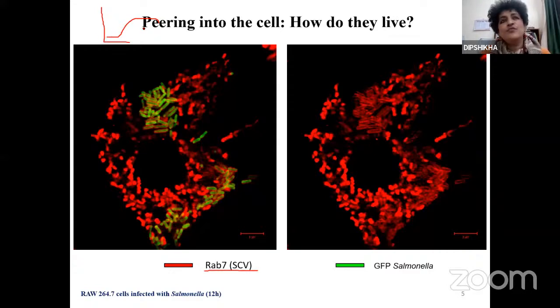Now, this kind of growth, which happens in the liquid medium, also happens in the cell. Otherwise, there will be no disease process, so they grow. But when they grow, they are still seen in a single vacuole. They don't come as multiple bacteria in a vacuole.